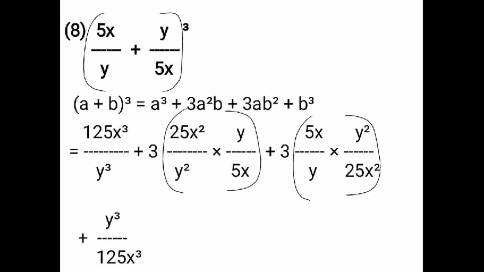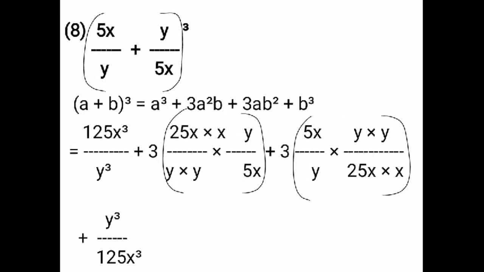125 x cube upon y cube plus 25 x square upon y square into y upon 5x plus 3 into 5x upon y into y square upon 25x square plus y cube upon 125 x cube. Now here bracket which is there, here you have to do the cancellation. Again write the multiplication form. 25x square will become 25 into x. Write this again as it is, this step. A cube and b cube you have to write in this place as it is.